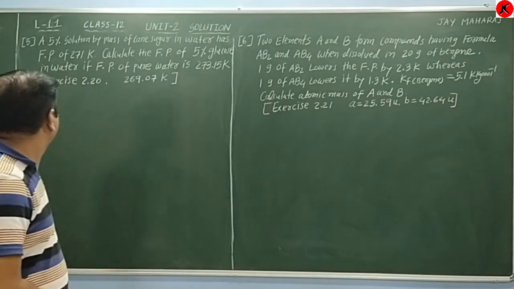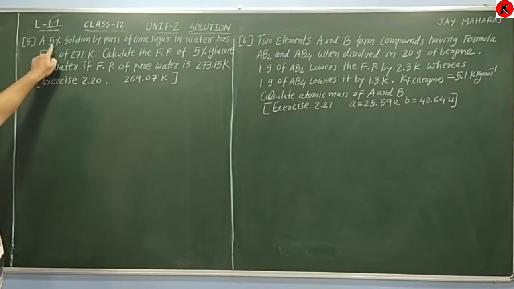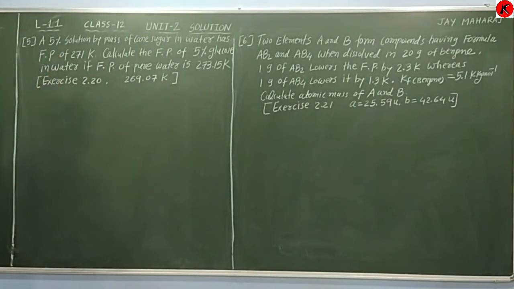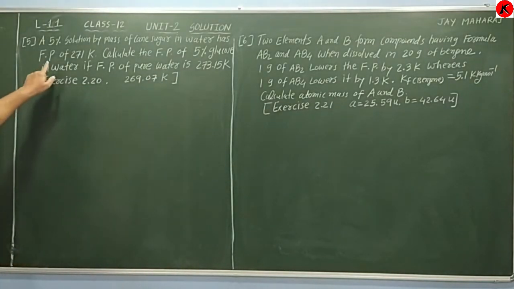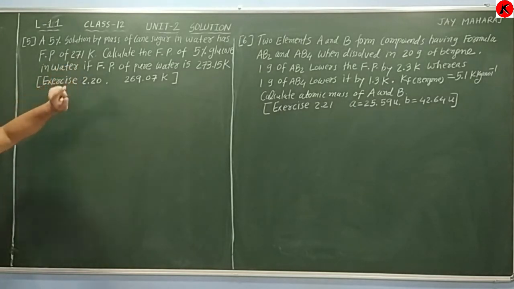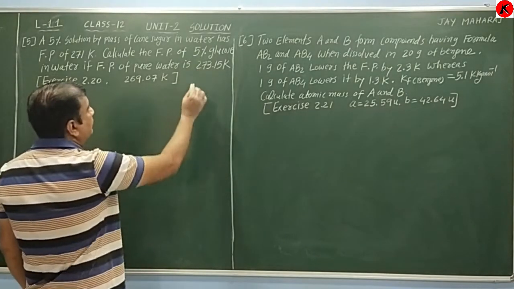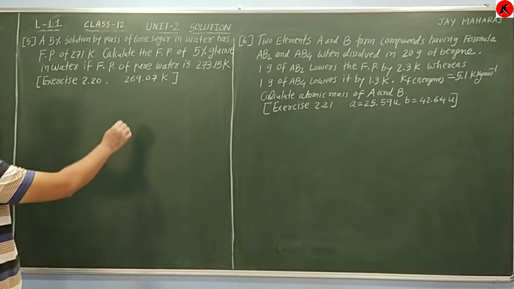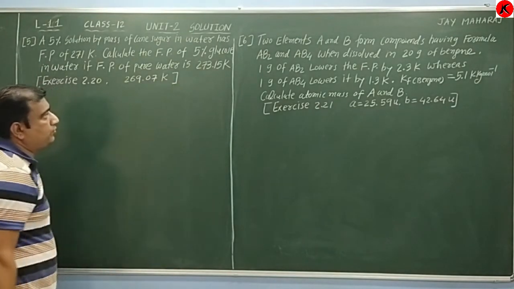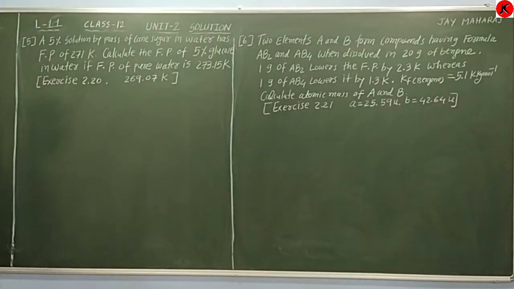Next example is: 5% solution by mass of cane sugar in water has freezing point 271 Kelvin. Calculate the freezing point of 5% glucose in water if freezing point of pure water is 273.15 Kelvin. Exercise 2.20 number. How to solve this example?